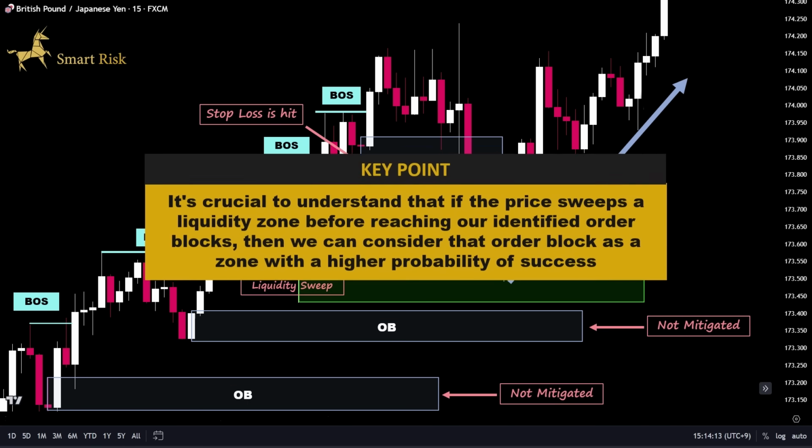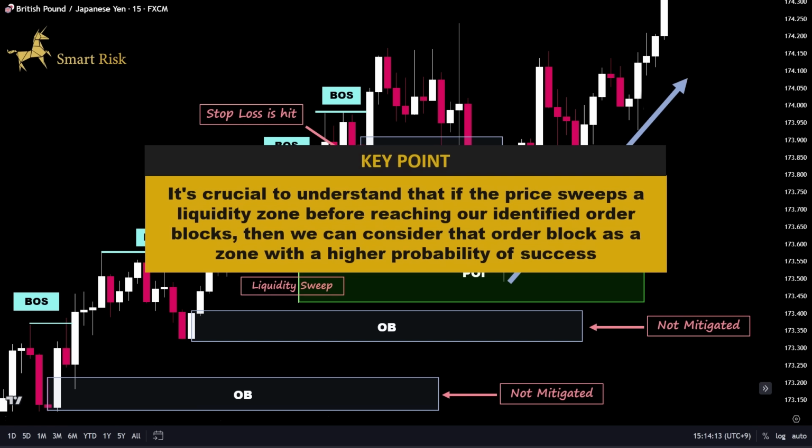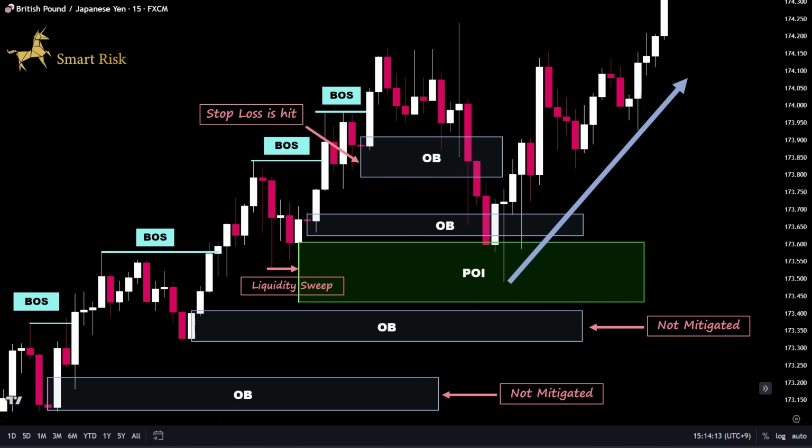It's crucial to understand that if the price sweeps a liquidity zone before reaching our identified order blocks, then we can consider that order block as a zone with a higher probability of success. The underlying theory is that the market relies on liquidity to sustain its movement. If the price fails to sweep liquidity before reaching an order block, there is a greater chance that the price will utilize that zone as a source of liquidity to propel its momentum. It's essential to consider this aspect when identifying potential entry points in the market, as it can significantly impact our trading decisions and outcomes.